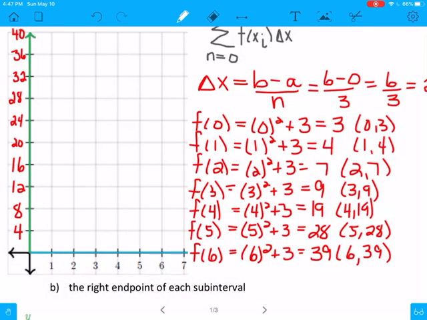So I have 0 and 3, so it's approximately here. I have 1 and 4. I have 2 and 7. I have 3 and 9. I have 4 and 19, 3 and 9, 3 and 12. My goodness, I'm going to erase that.